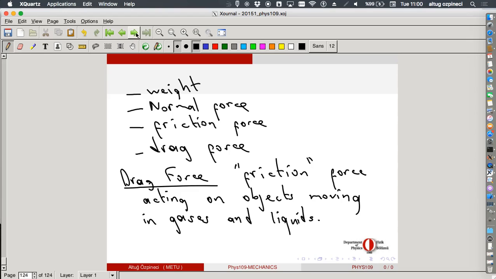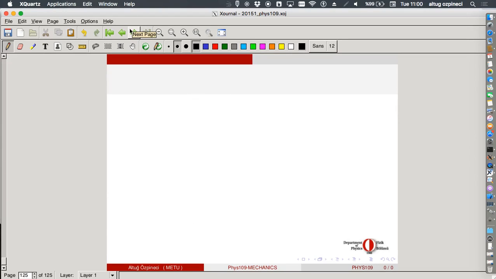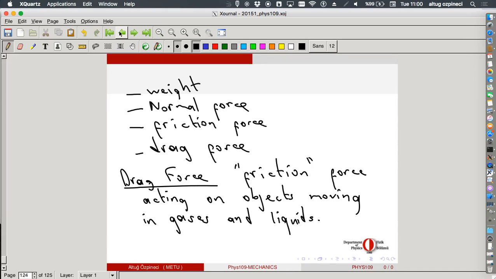Now, the expression for the drag force. The main difference between the drag force and the other kinds of friction forces is that the drag force depends on the velocity, whereas the other forces do not. For example, in the case of kinetic friction, we have seen that in most cases it only depends on the normal force acting between the surfaces and not on their relative speeds. But the drag force will be a velocity-dependent force. This is the main difference.